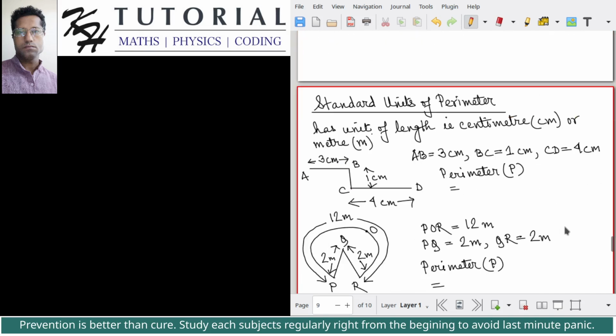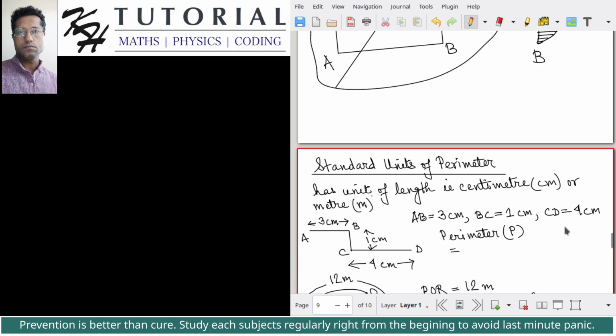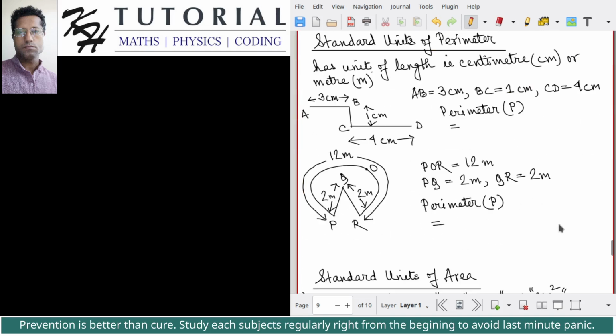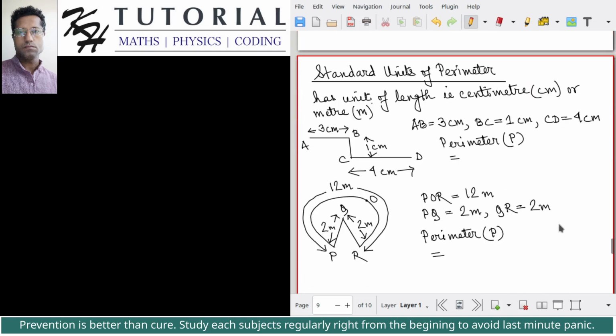Now let's see what the standard units of perimeter and area are. Perimeter, as the definition says, is the length of the boundary of a figure, so definitely it has units of length. The standard units of perimeter are centimeter or meter.